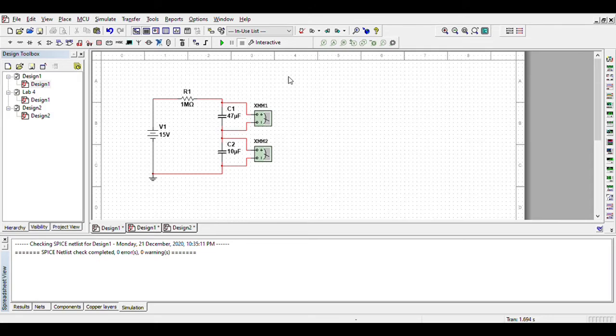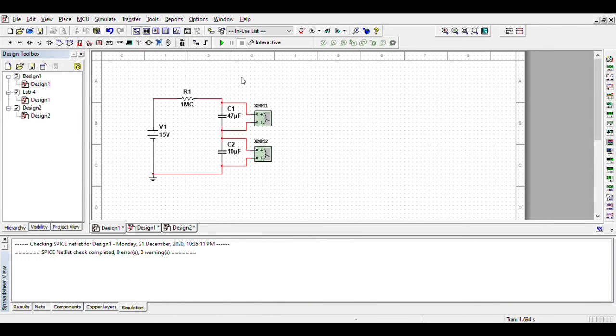First things first, we will be constructing the circuit. As you can see on the screen, I have already constructed the first circuit for figure 1. Here we have a voltage of 15 volts, a resistor of 1 megaohm, and two capacitors: capacitor 1 is 7 microfarad, and the second one is 10 microfarad. This is arranged in series form.